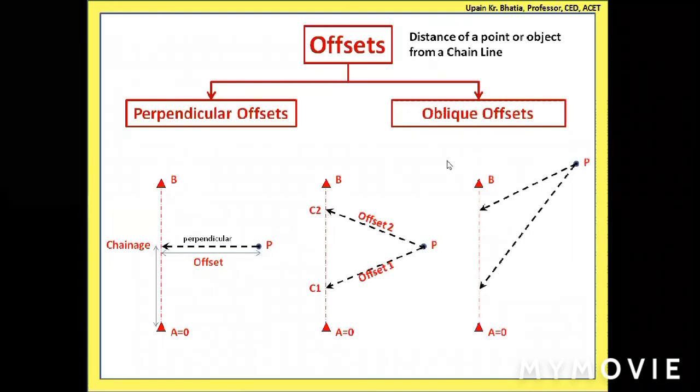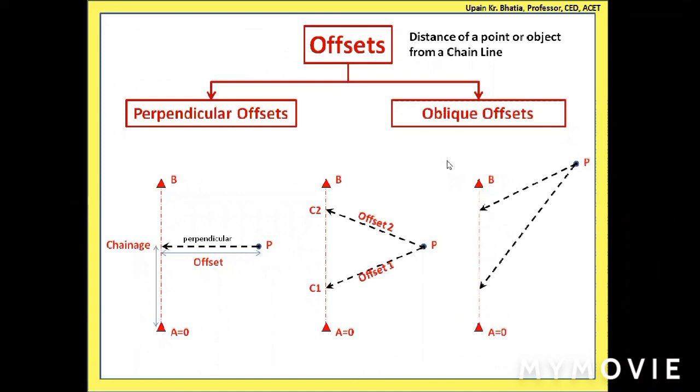Excuse me, sir. Yes, please. Sir, when point P will be collinear to AB and it is beyond the boundary, in that case, what will you do, sir? When this point P is collinear to line AB, and it is beyond the boundary.